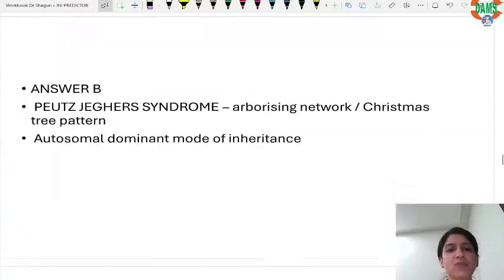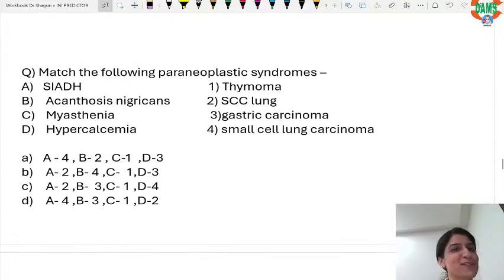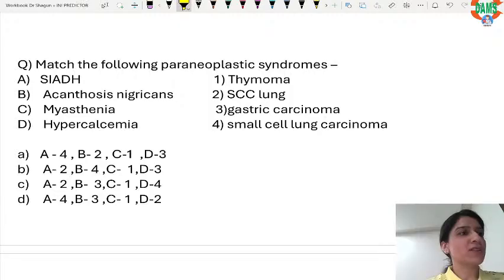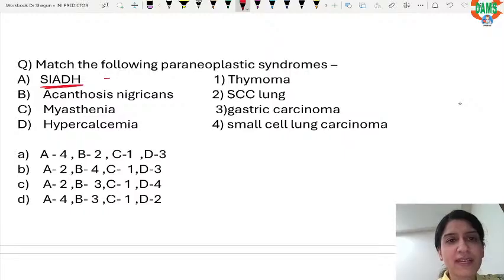Let me move ahead with your next question. It is a match the following question in front of you. Match the following, please. Okay, so I have to match the paraneoplastic syndromes. If I go ahead, SIADH. Yes, SIADH is your small cell lung carcinoma.